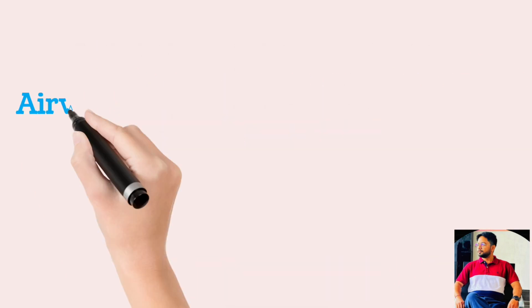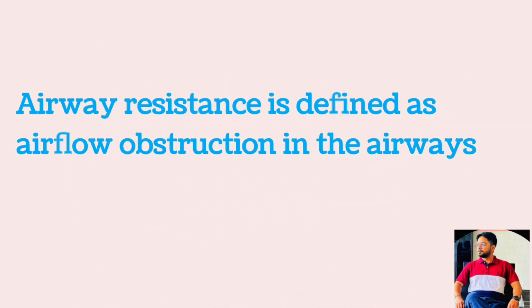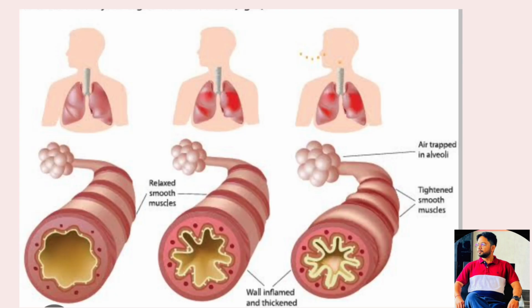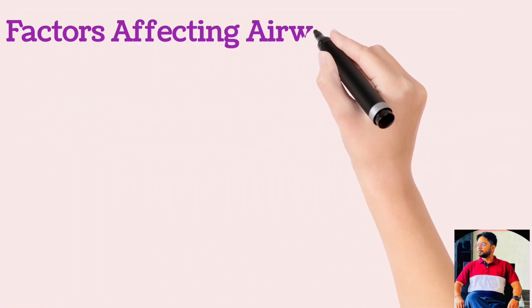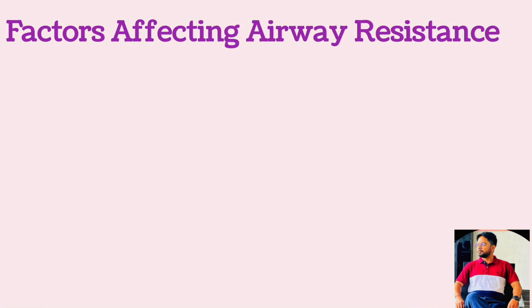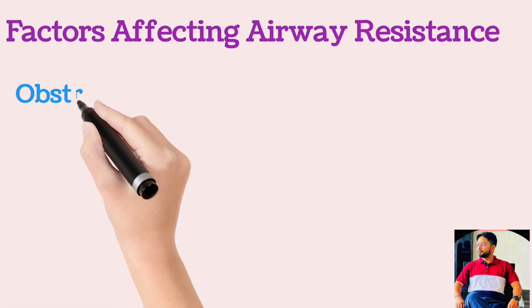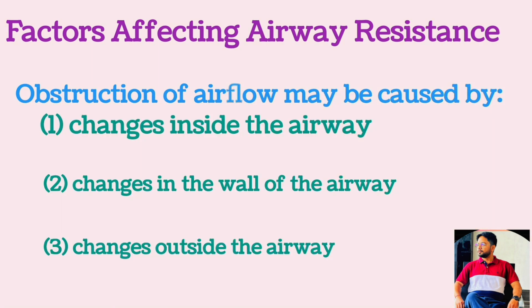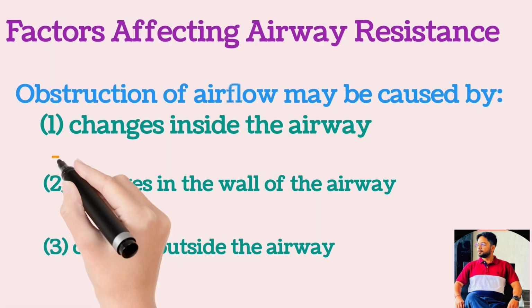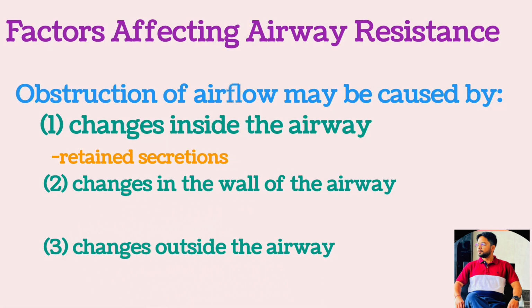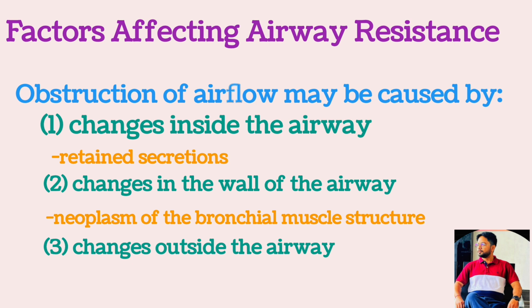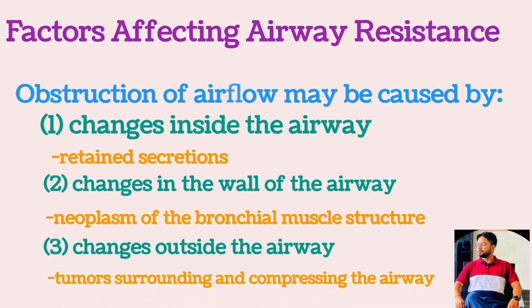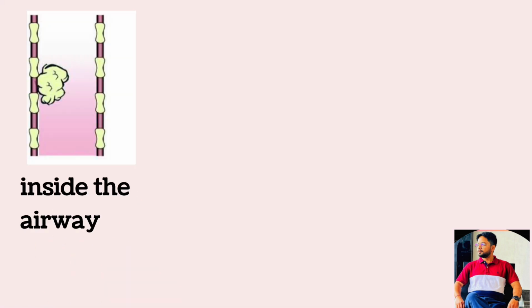Airway resistance is defined as airflow obstruction in the airways. As airway resistance causes obstruction of airflow, airway resistance increases when the patency or the diameter of the airway is reduced. Obstruction of the airflow may be caused by three factors: changes inside the airway, as seen when there is retained secretion; changes in the wall of the airway, as seen in the neoplasm of the bronchial muscle structures; and changes outside the airway, as seen in the tumor surrounding and compressing the airway.